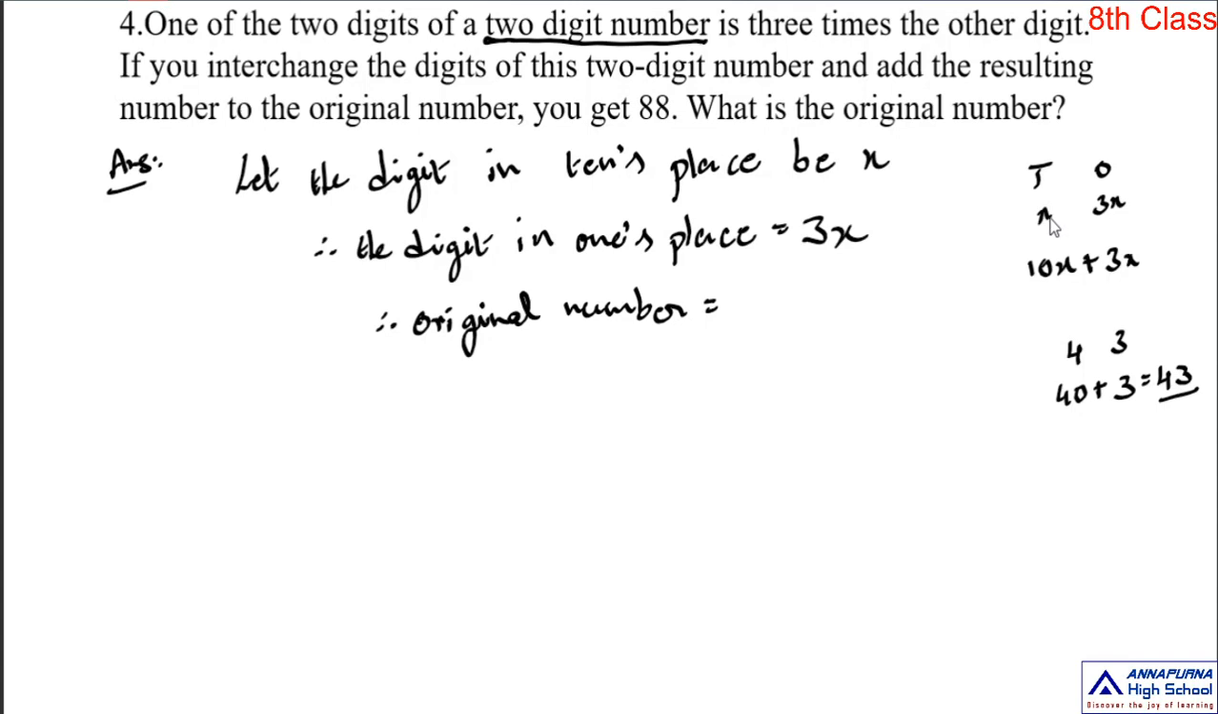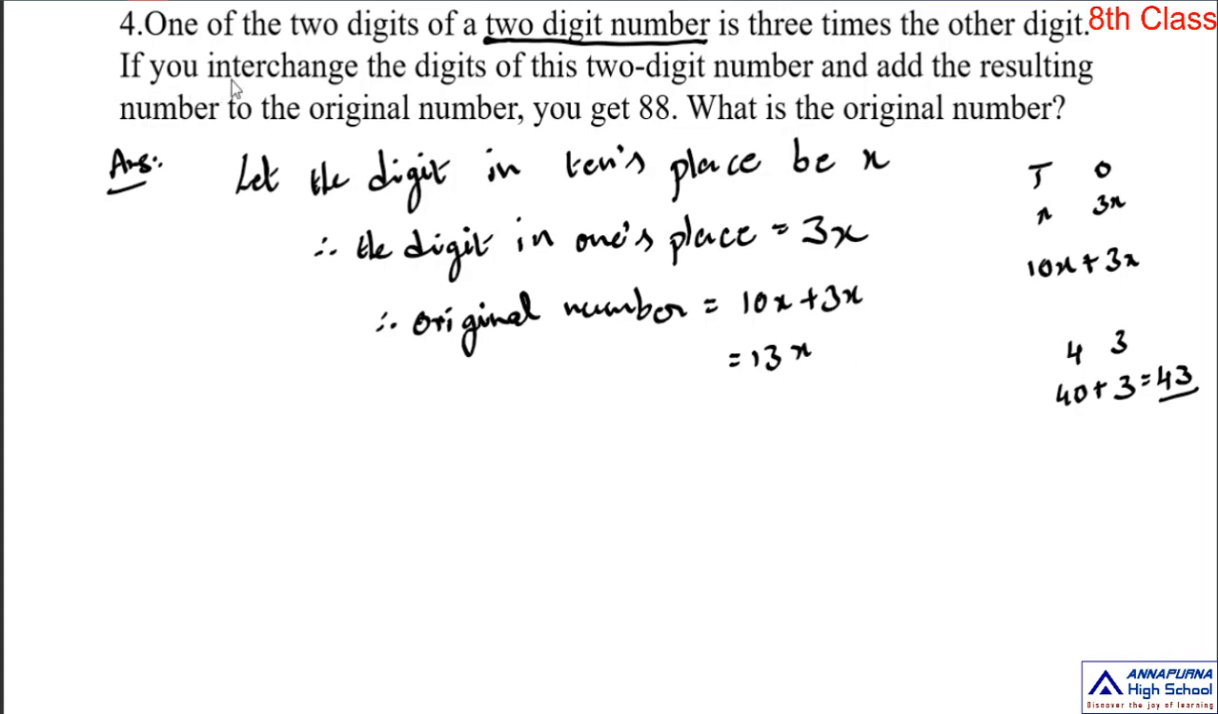Like that, here x is in tens place, so its place value is 10x, and 3x is in ones place, so its place value is 3x. So 10x plus 3x is equal to 13x. So this is the original two-digit number.